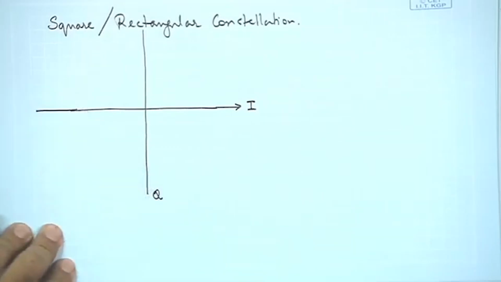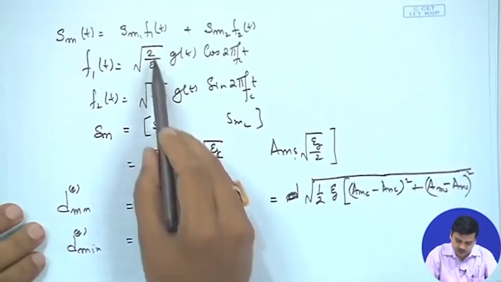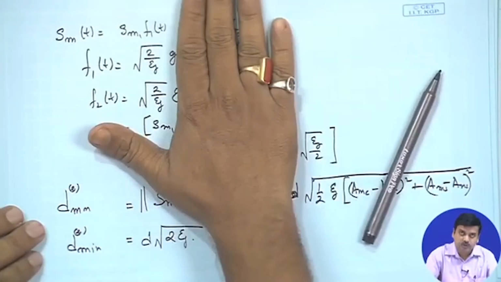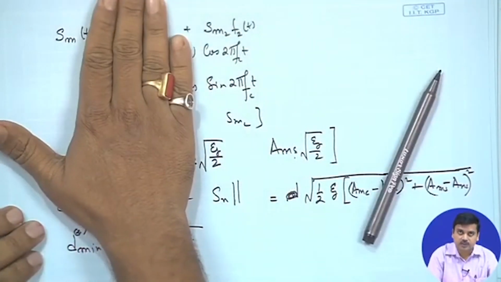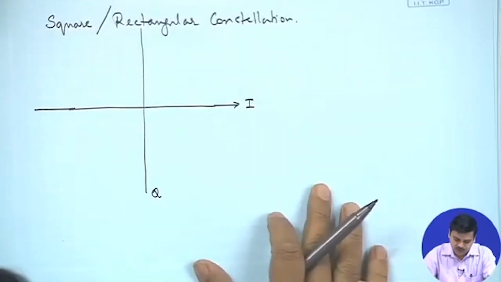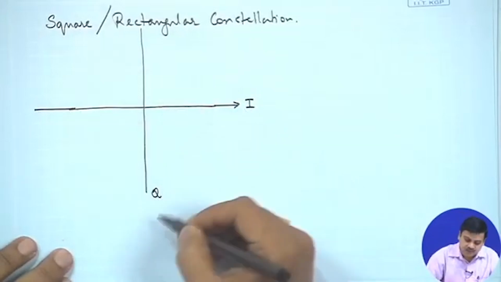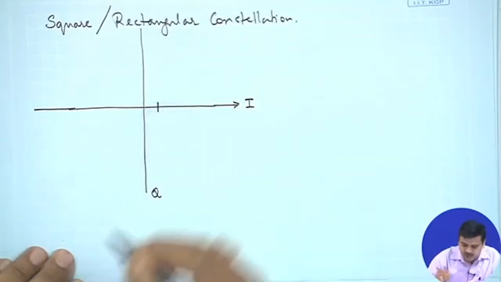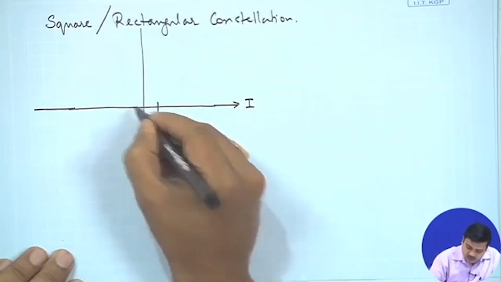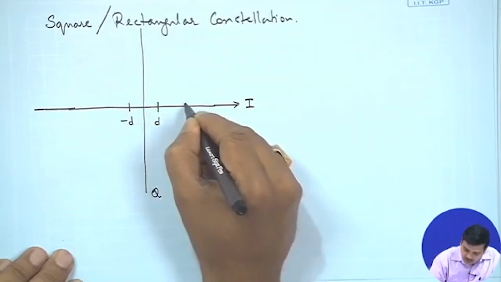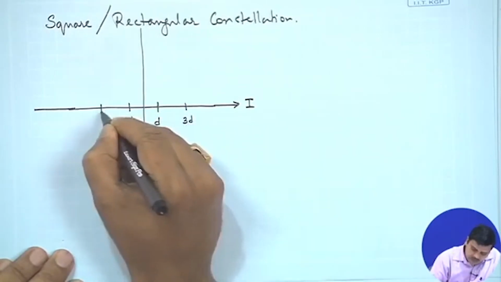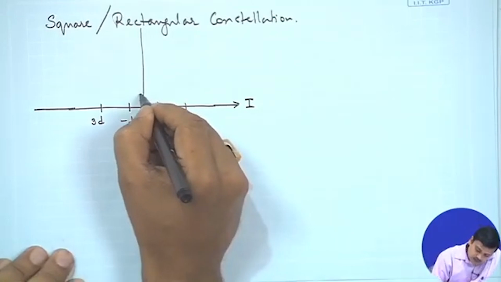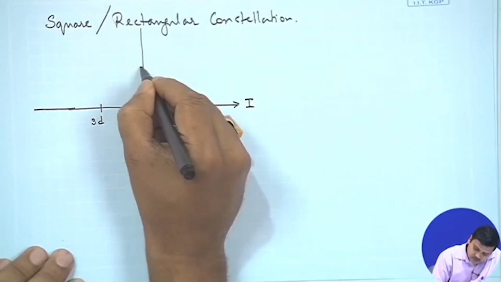So here we can think of PAM. This is pulse amplitude modulation. If you see this carefully, this one is a pulse amplitude modulated signal, this is another pulse amplitude modulated signal. So we can think of a pulse amplitude modulated signal on the I axis, and a pulse amplitude modulated signal on the q axis. If you are doing pulse amplitude on the I axis, you have a d, a minus d, a 3d, a minus 3d if you have 4 levels, and similarly you can have 4 levels on the q.